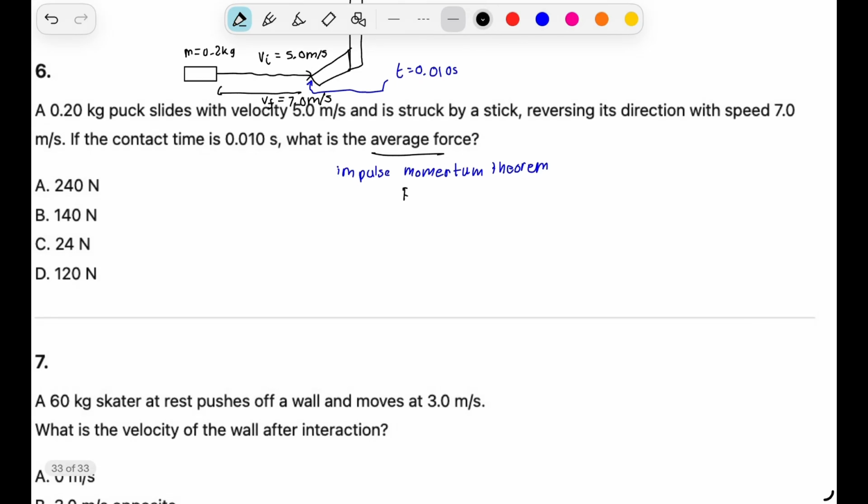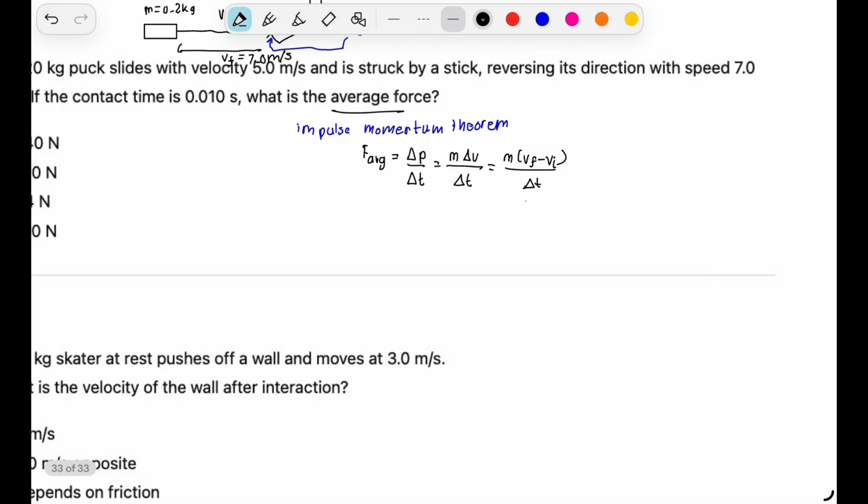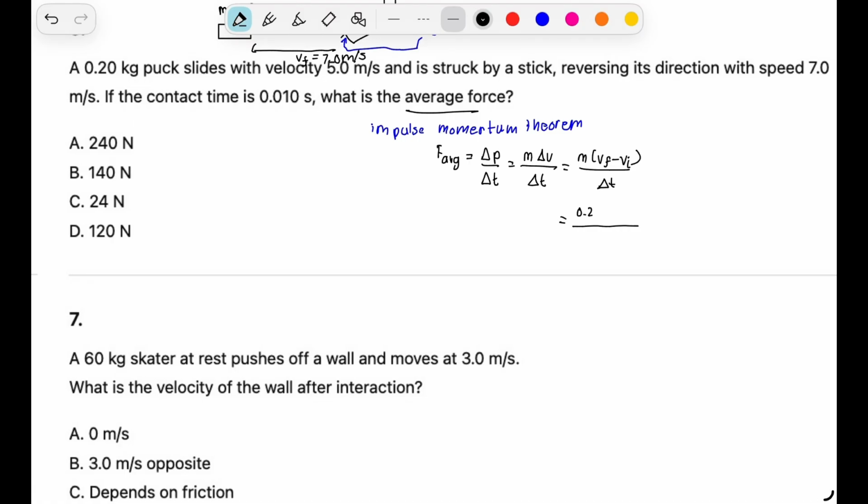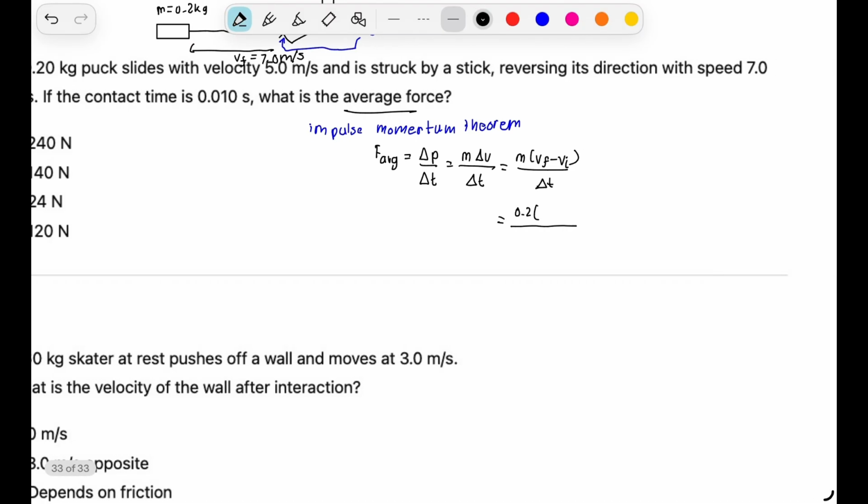So you have your F average is equal to the change in momentum over the change in time. Change in momentum is mass times the change in velocity, and you can expand that to Vf minus V initial. So your mass is going to be 0.2. It's already in SI units. And you have negative 7.0 meters per second.